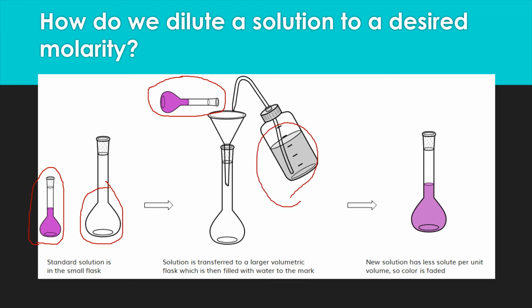It says the new solution has less solute per unit volume, so same number of moles but more volume, so our ratio is less. So the color, if you notice, has faded a little bit. It lightens it up because we're diluting it.